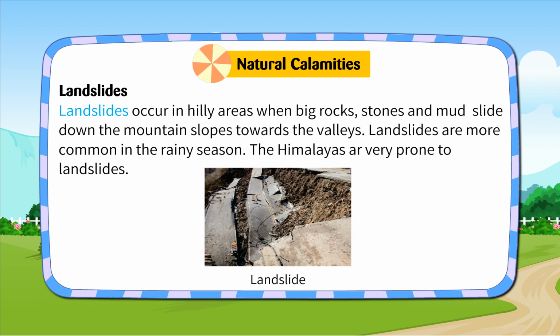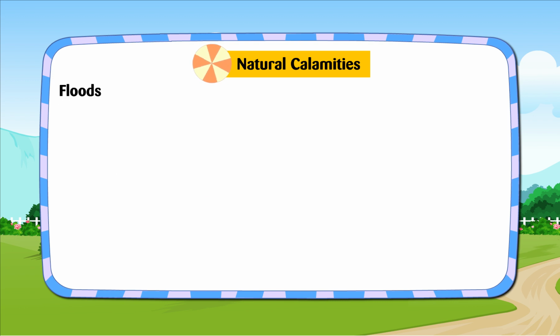Landslides. Landslides occur in hill areas when big rocks, stones and mud slide down the mountain slopes towards the valley. Landslides are more common in the rainy season. The Himalayas are very prone to landslides.